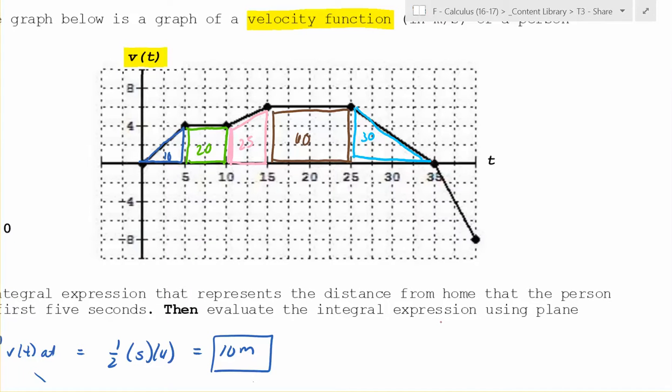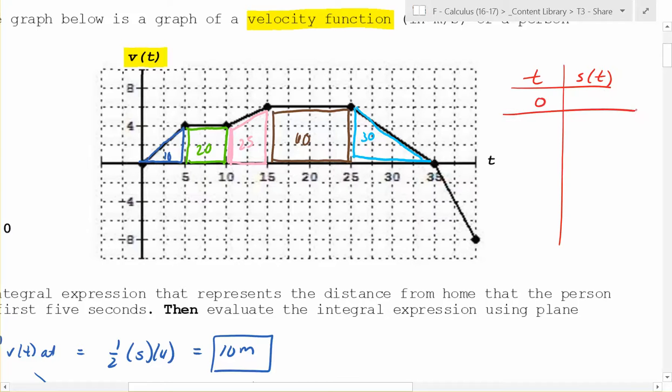In St. Petersburg, whatever, right? It could be anywhere. So if you make that table, you're going to have time and then your position, right? So at time equals 0, what is it saying for part E? Where are you at time equals 0? At home. So what's your position? 0. Okay.